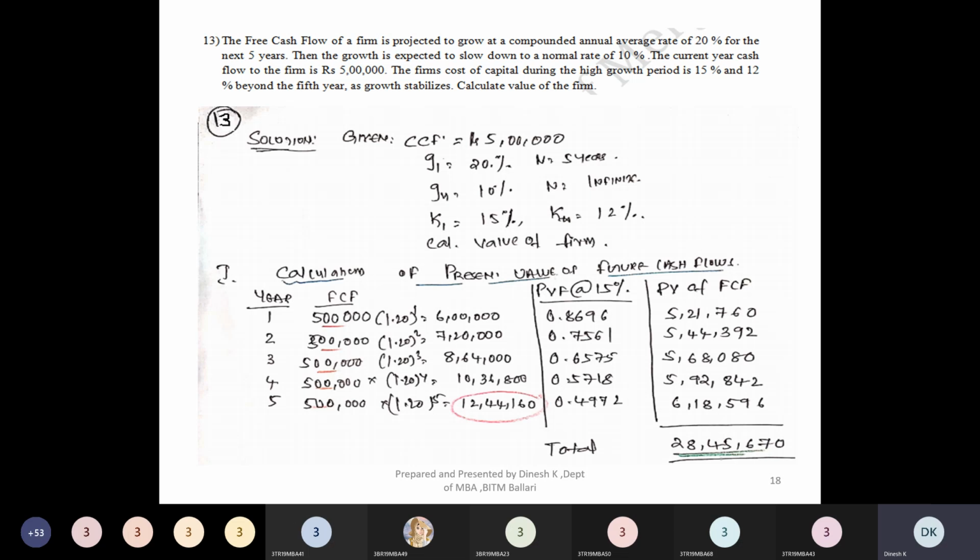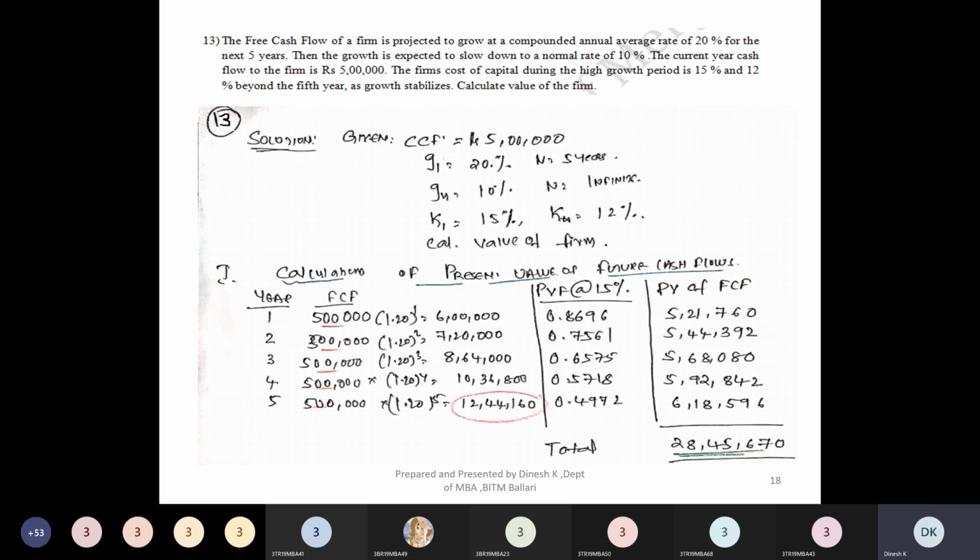Then for the fourth year, 1 divided by 1.15 to the power of 4, you will get the value as 0.5718. So 0.5718 multiplied by 10,36,800. So you will be getting 5,92,842.